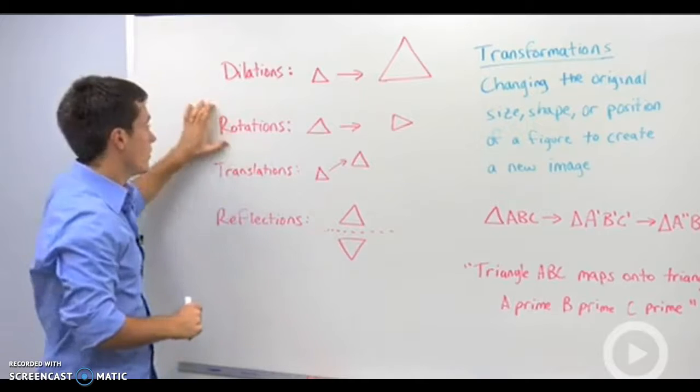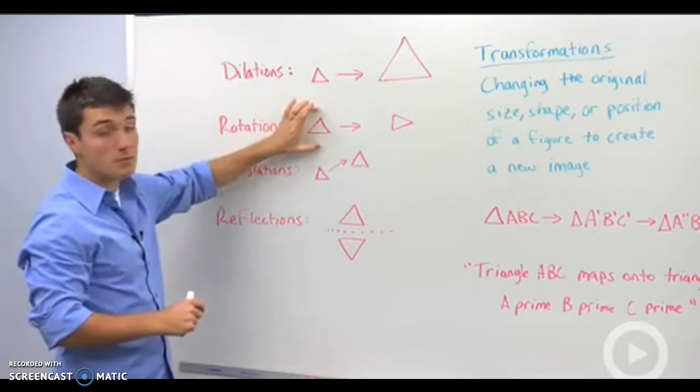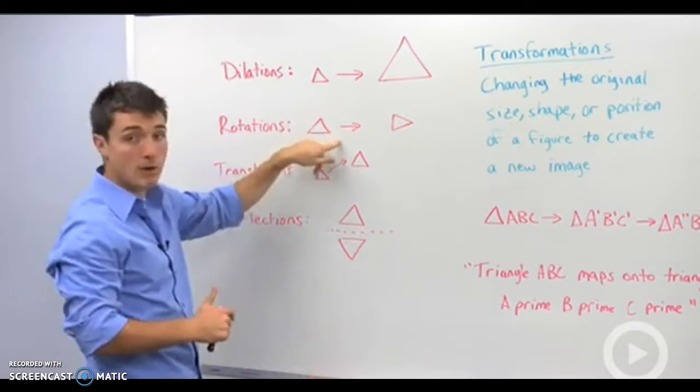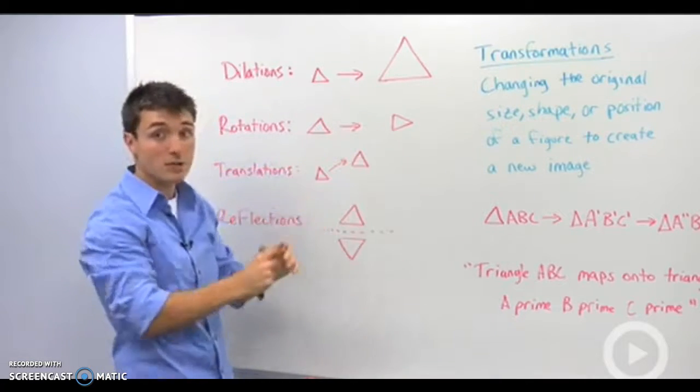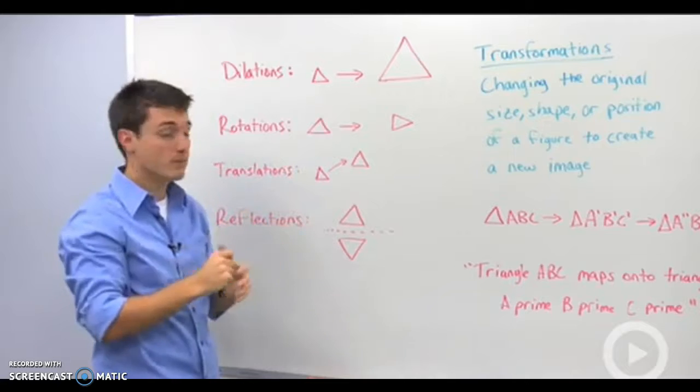The second type, rotations. So you're going to start with a figure, and then picking a point and an amount, you're going to rotate that figure. So you're not going to change its size or its shape.